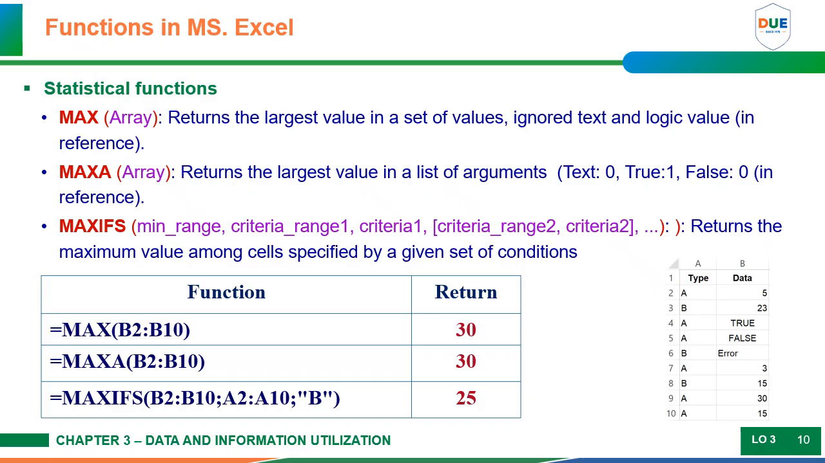MAXIFS returns the maximum value that meets one or more given conditions. Example: MAXIFS(B7:B10, A7:A10, "B") returns 25, because the values for category B in the range B7:B10 are 3 and 25, and the largest is 25.